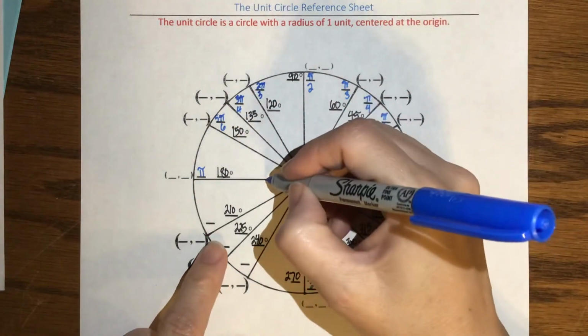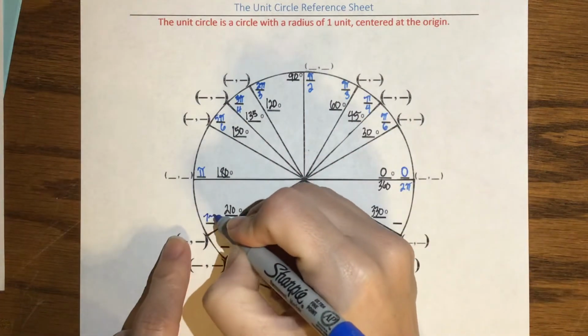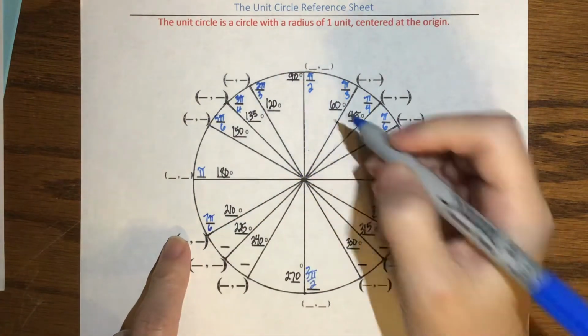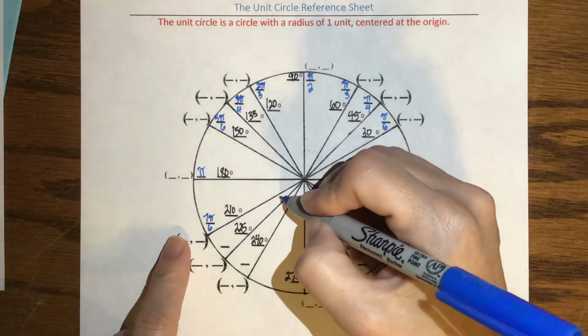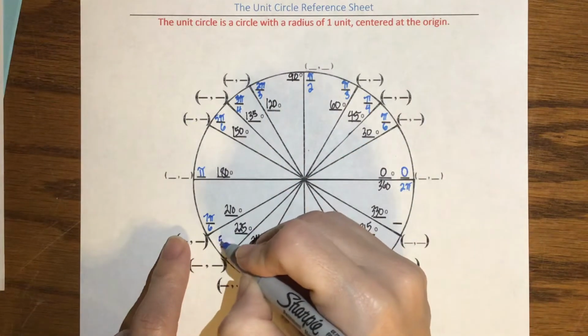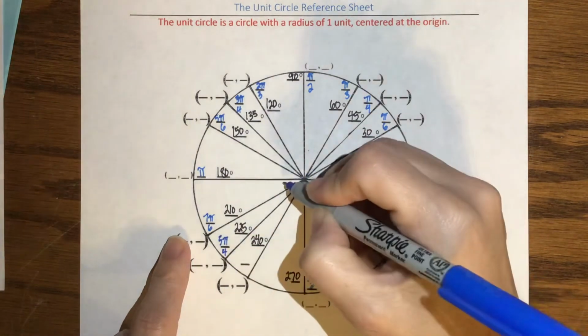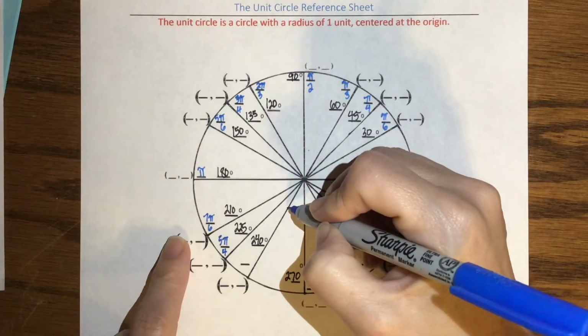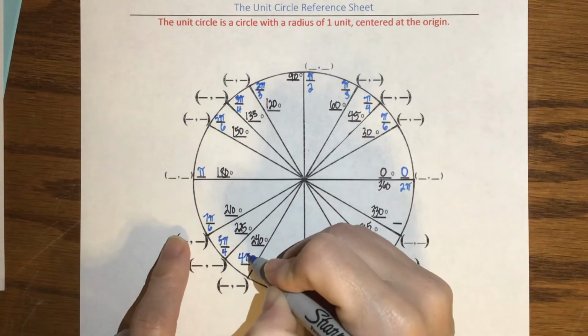And then going forward, pi plus pi over 6 is 7 pi over 6. I'm just adding 1 to the numerator. Pi plus pi over 4 is 5 pi over 4. And pi plus pi over 3 is 4 pi over 3.